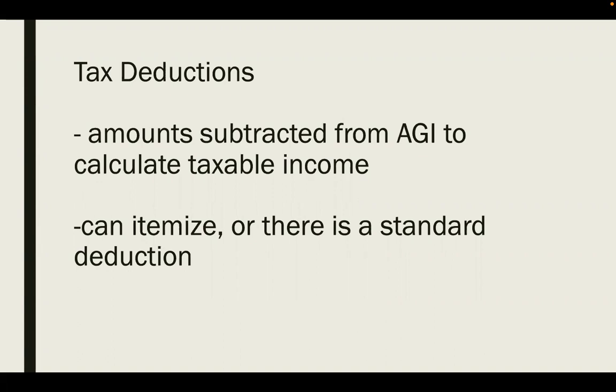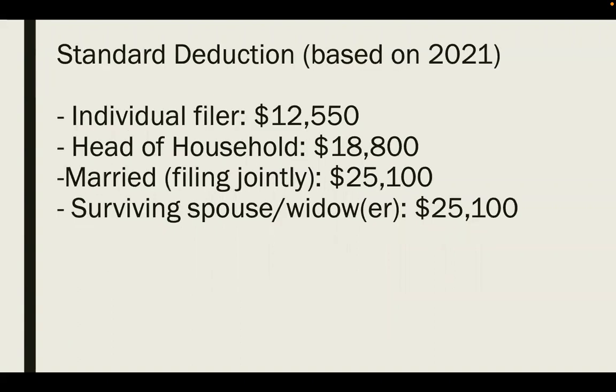If you itemize, this is where you say that if I break it all down, each item by itself, it would be more than if I took the standard deduction that they give everyone. Okay, so you find your AGI and then you subtract the deductions, and that's how we get the taxable income. Now let's go back to the standard deduction.